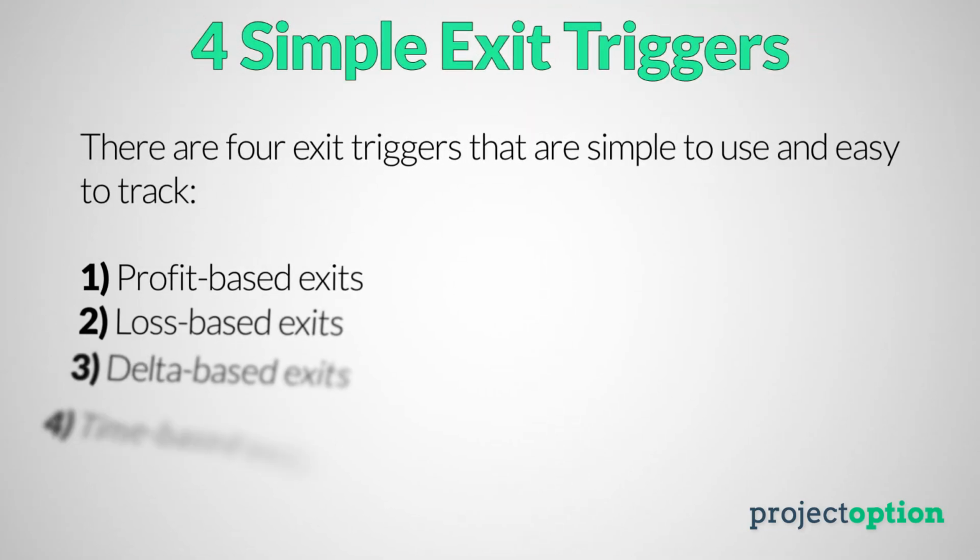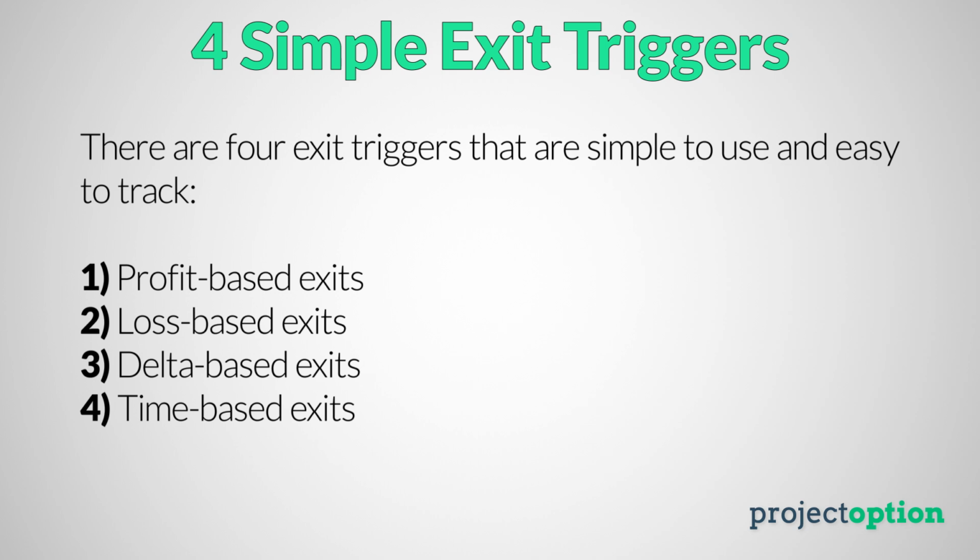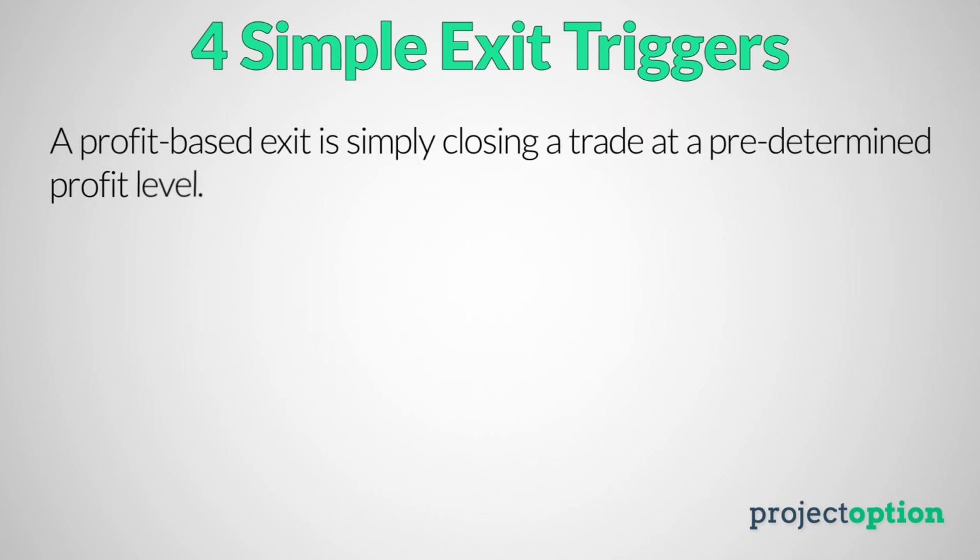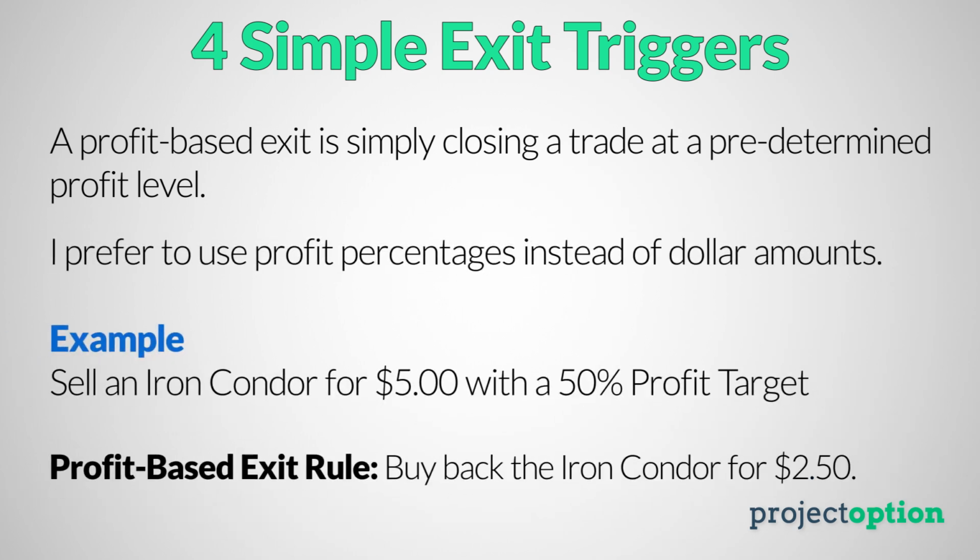There are 4 exit triggers that I believe can be applied to any options trading strategy. The 4 trade exit triggers are profit-based exits, loss-based exits, delta-based exits, and time-based exits. A profit-based exit is simply closing a trade when it reaches a certain profit amount, and personally, I like to use profit percentages as opposed to specific dollar amounts.